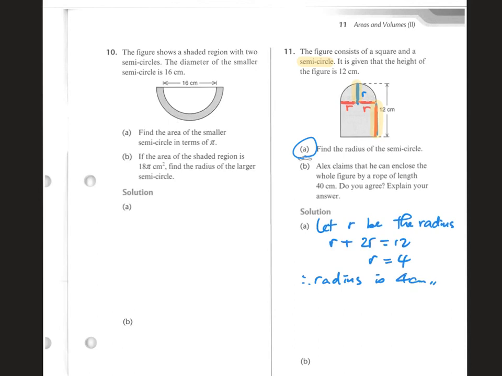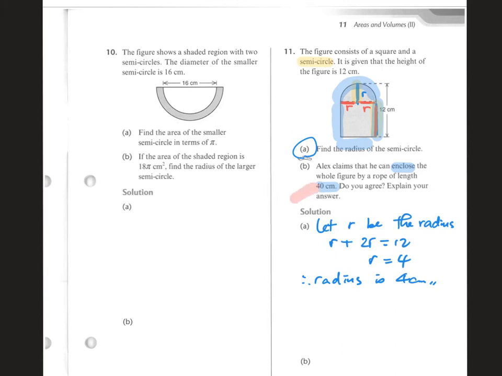Next comes part B. Alice claims, that means she says, she can enclose the whole figure by a rope of length 40 cm. So what does that mean by enclose? Enclose means Alice says that she can cover all the lengths here by 40 cm, and you have to decide whether you agree with it or not.